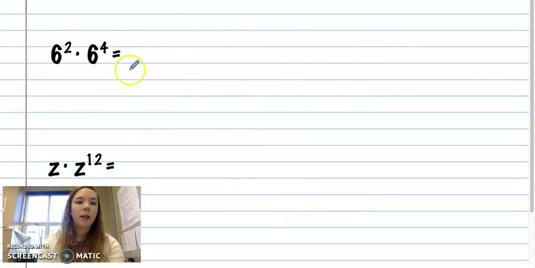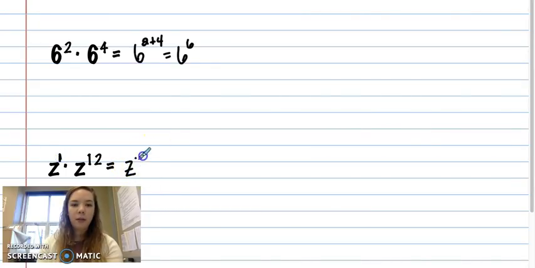Okay? All right, so some examples. 6 squared times 6 to the 4th, I can take 2 plus 4, which is 6 to the 6th power. Here, what sometimes trips students up is that they think there's no exponent here, so it must be a 0, but you do have one z, so it is z to the 1st power. So I have 1 plus 12 is 13.